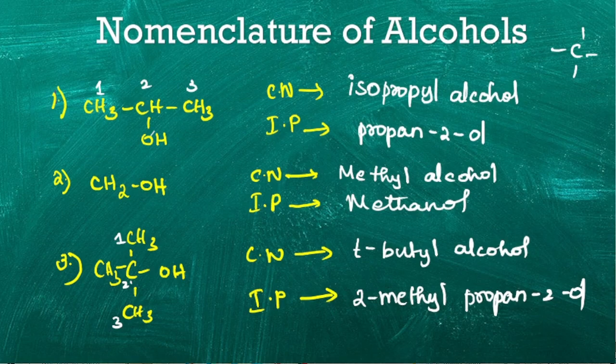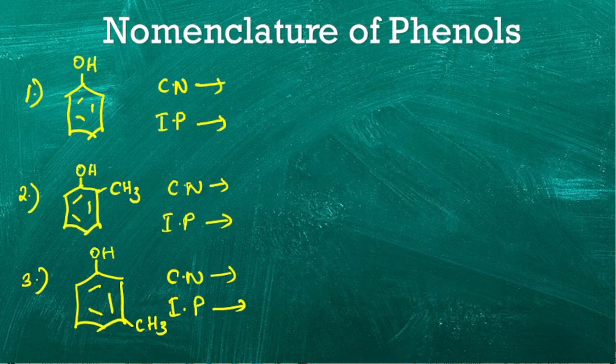Now moving on to the next. Next is going to be the nomenclature of phenols. So nomenclature of phenols, again, is going to be very easy. If you just look here, this is a phenol. So your IUPAC name is phenol. What is the common name? Common name is also phenol. For phenol, both IUPAC name and common name are the same.